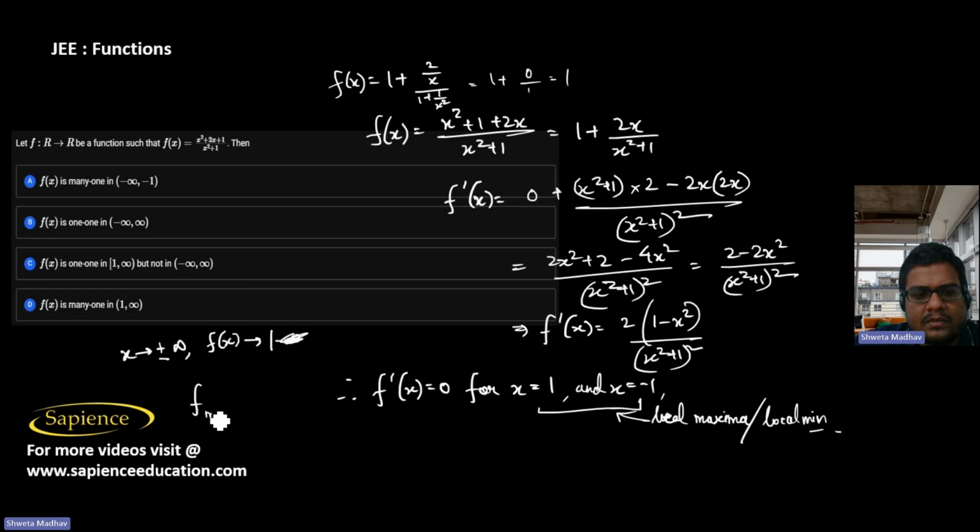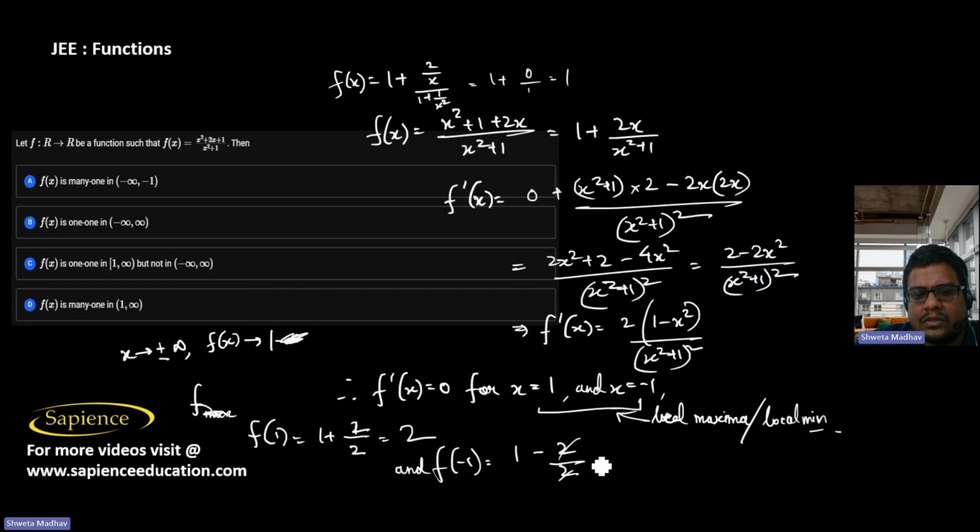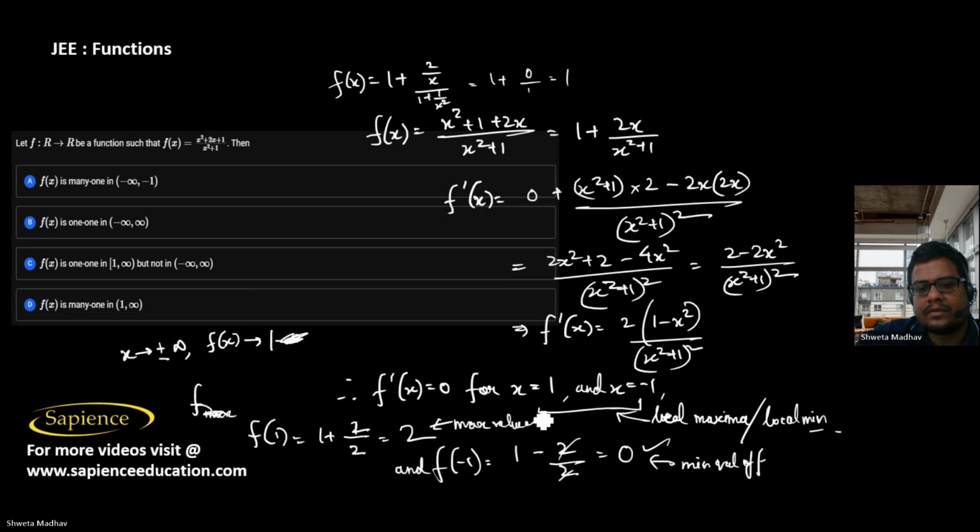So therefore the maximum value of f will come at x equal to 1 or minus 1. We have to check. So f of 1 will be 1 plus 2 by 2, so that is 2. And f of minus 1 will be 1 minus 2 by 2, so that is 1 minus 1, that is 0. So 0 is the minimum value of the function f, and 2 is the maximum value of the function f. So it is going from 0 to 2.